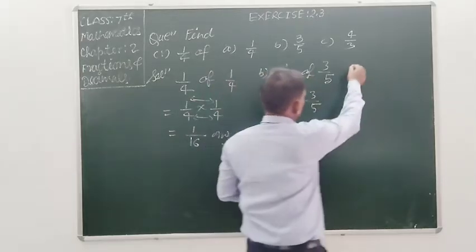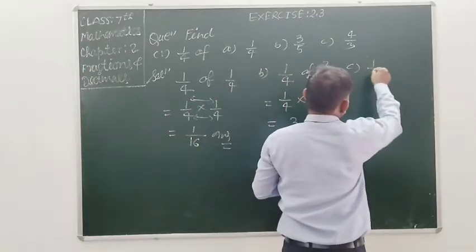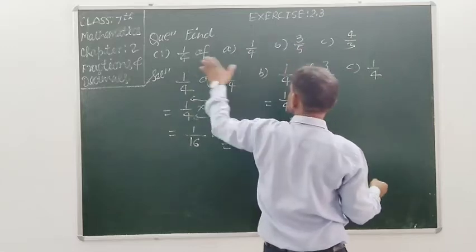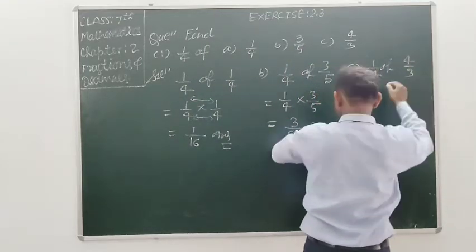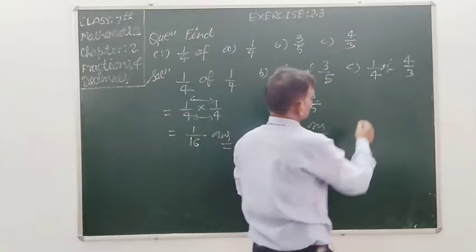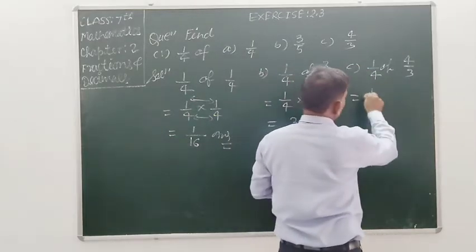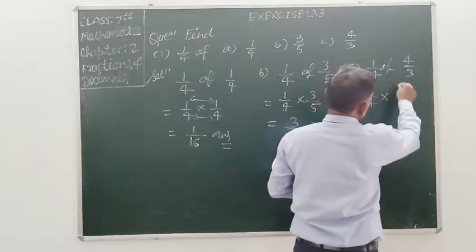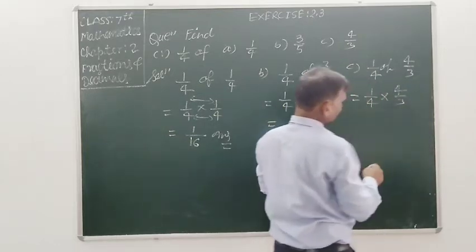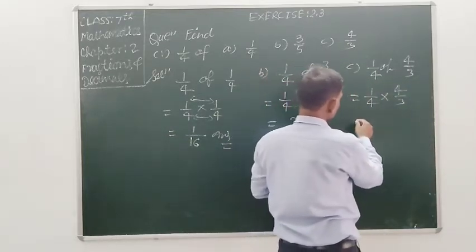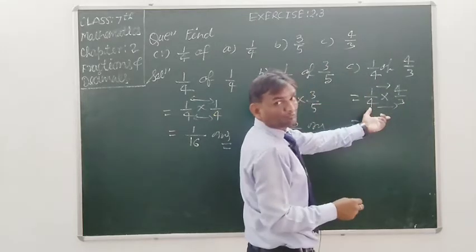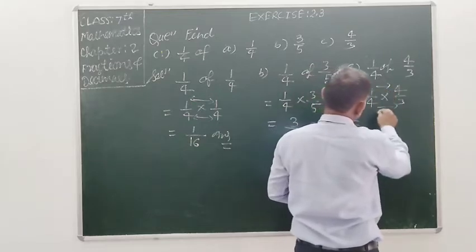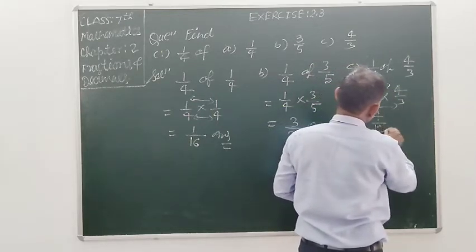As the same, student, for the C part, in first step you will write the same as the question, 1 upon 4 of 4 upon 3. That will be, student, 1 upon 4 into 4 upon 3. Sorry student. Numerator to numerator, denominator to denominator you will multiply. So 4 times 1 is 4 and 4 times 3 is 12, student.